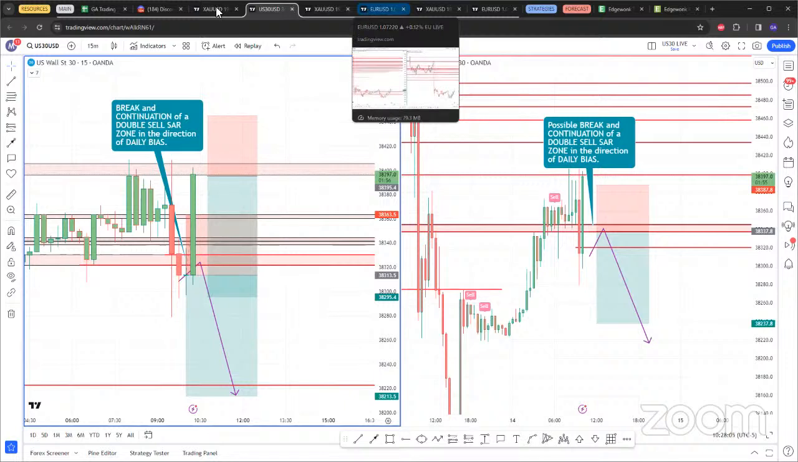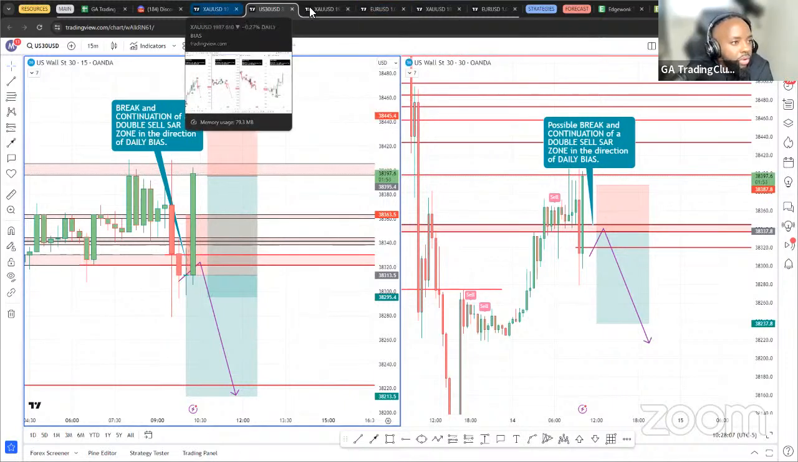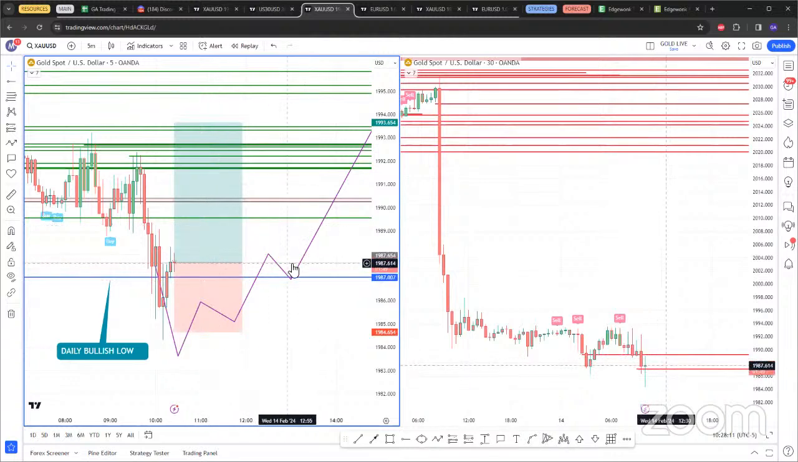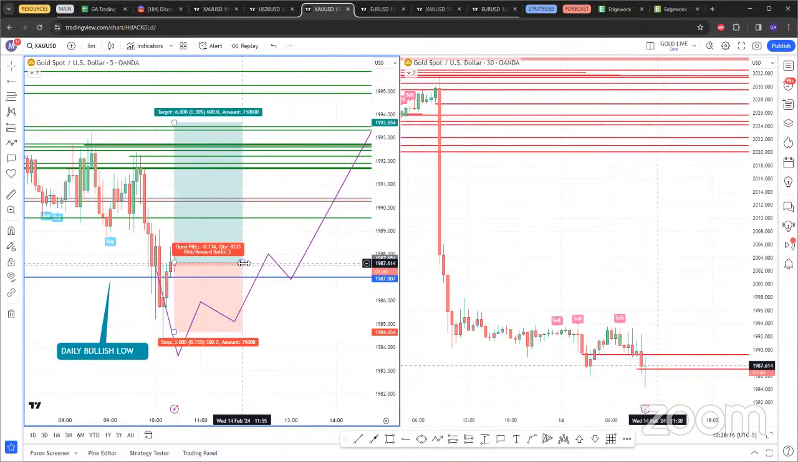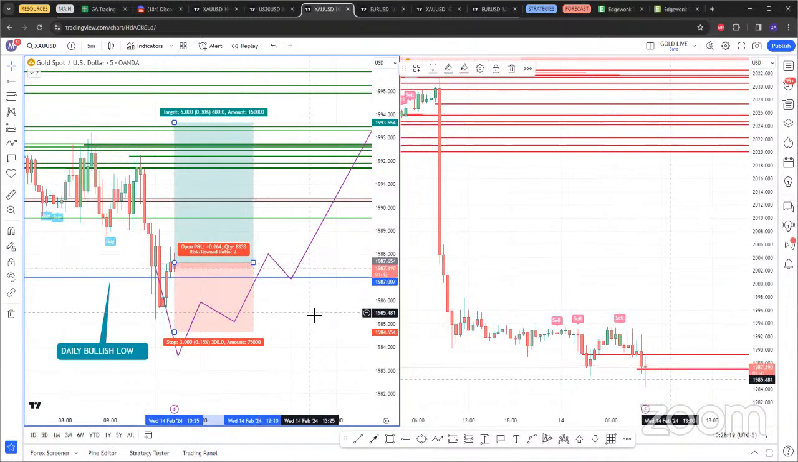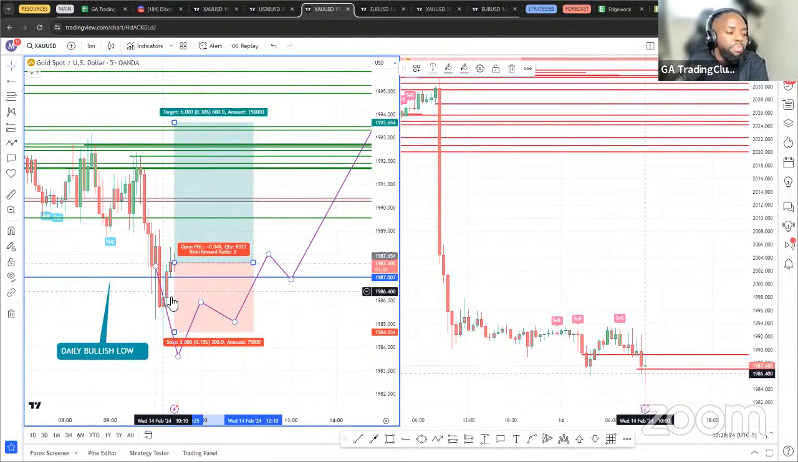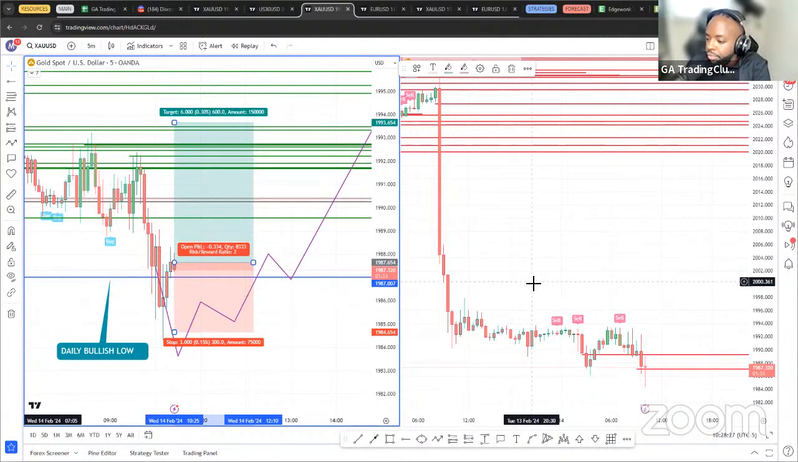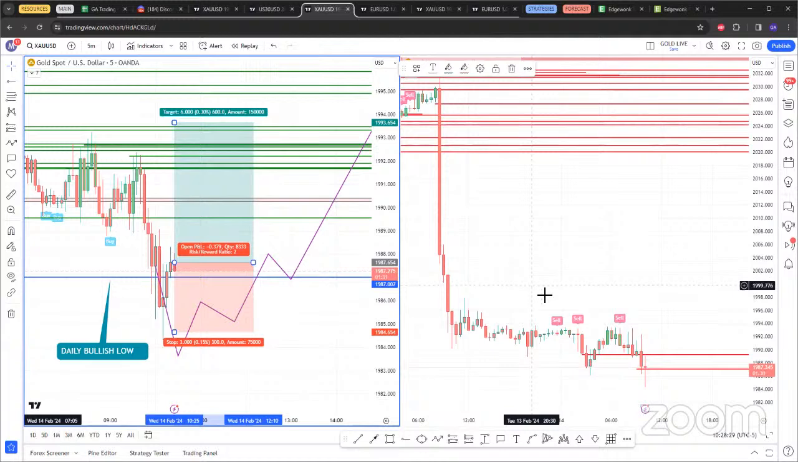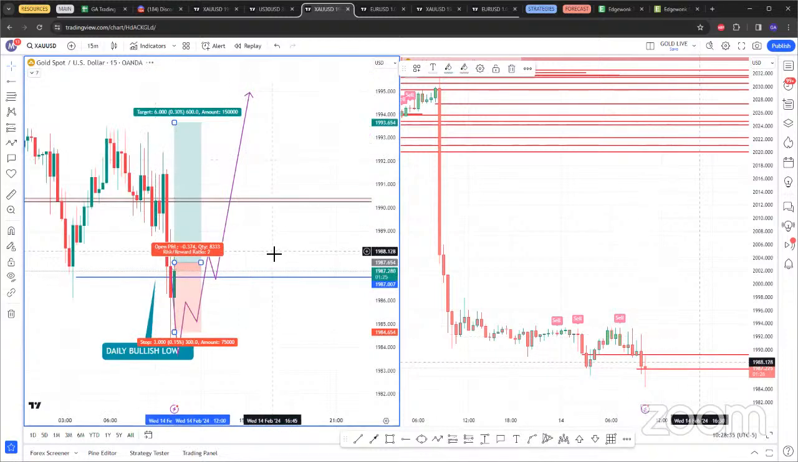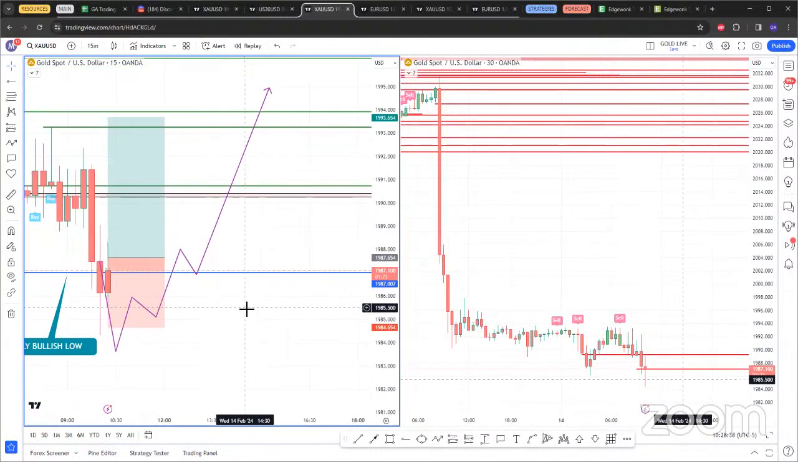So it depends. London's low, where is it? Let's have a look. I think 1986. London's low was around 1986, and the high was around 1993. So he looks at the range. It's very simple if you think about it.